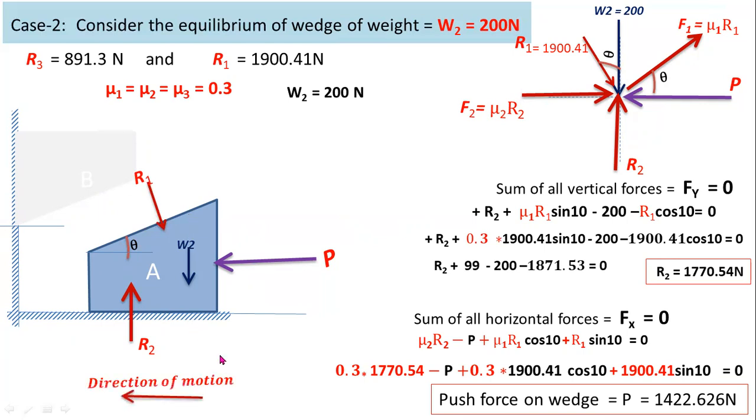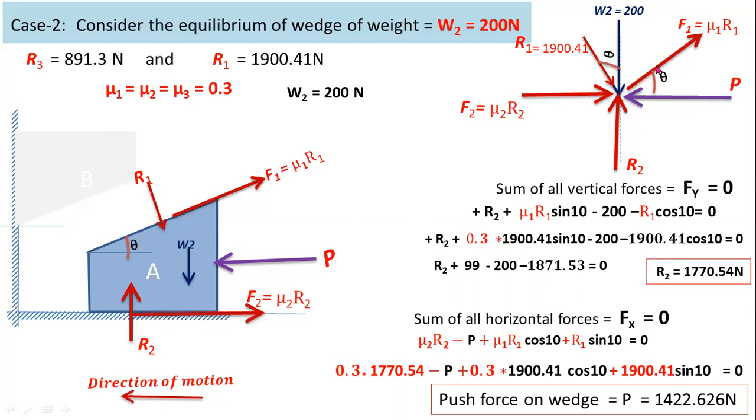Now this is the direction of motion of this wedge. Then you have to consider the opposite frictional force, F2 equal to mu 2 R2, that is the frictional force between the wedge and horizontal plane. Now you have to consider another frictional force for this inclined surface. F1 equal to mu 1 R1 is the frictional force between the block and wedge. So there are 6 forces acting on the wedge, and you have to consider these 6 forces to determine the value of P.